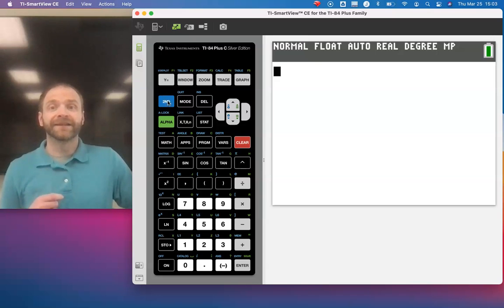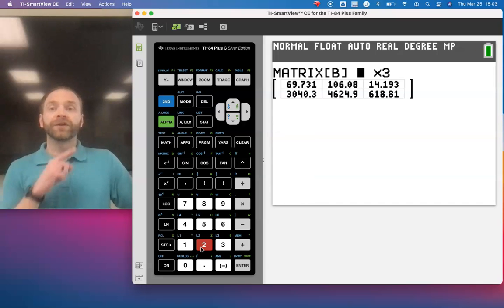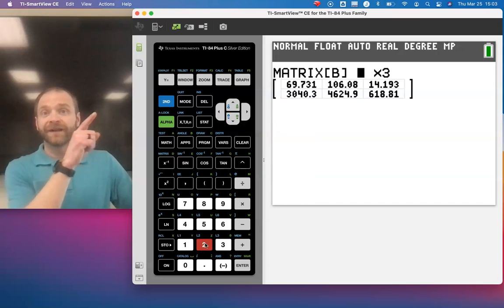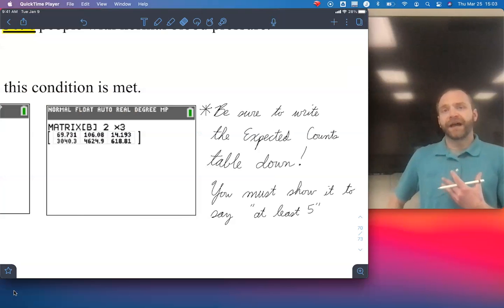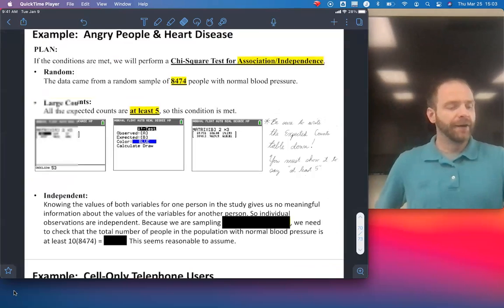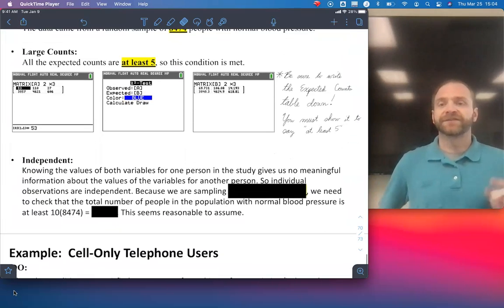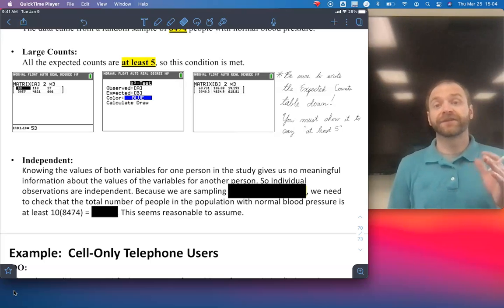So if I go over to edit and choose matrix B, hopefully you can write all those down, and I've given you enough time with the talking to do so, or pause the video. I wrote them all down, and the way I did it was I copied the calculator screen and pasted it over there, because I can. What you do next is you look at independence. Knowing the values of both variables for one person in the study gives us no meaningful information about the values of another person.